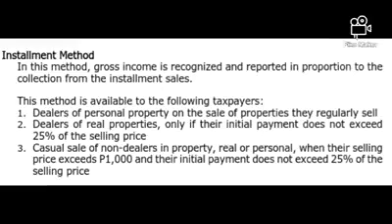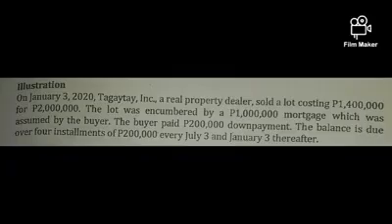Item number 2 says that the installment method is available to the dealers of real properties only if their initial payment does not exceed 25% of the selling price. So we're now going to compute for the ratio of initial payment to check if Tagaytay Incorporated is really qualified to use the installment method. As we have discussed earlier, the initial payment is determined by totaling all the payments made by the buyer in cash or in property during the year the sale was made.